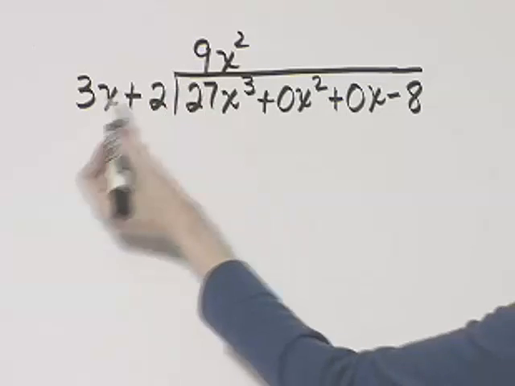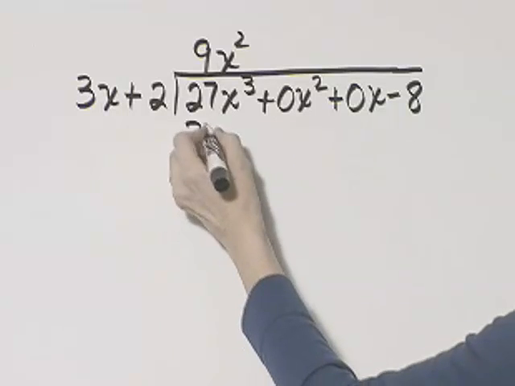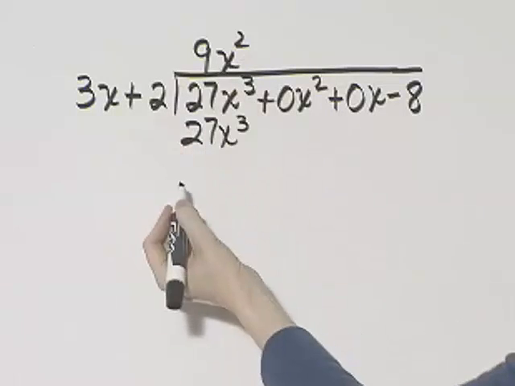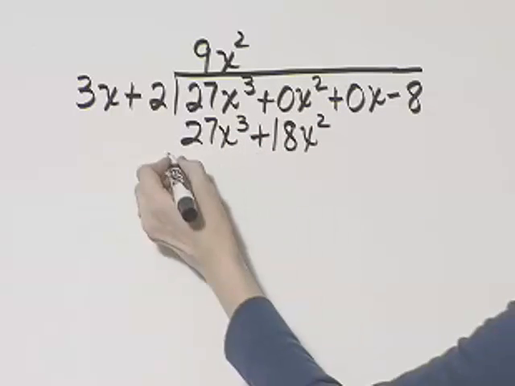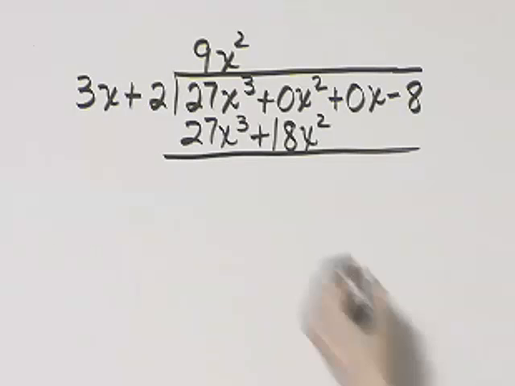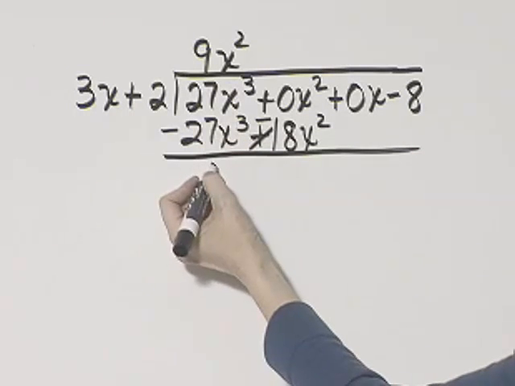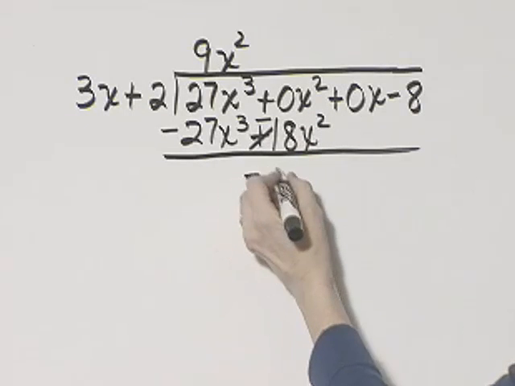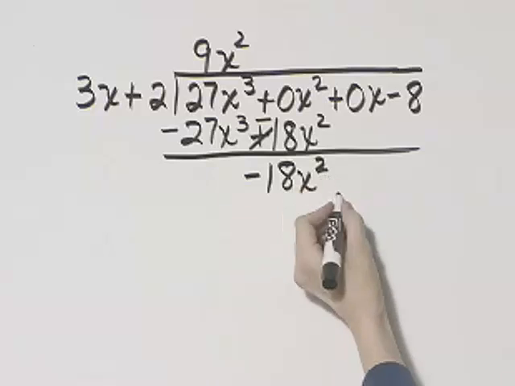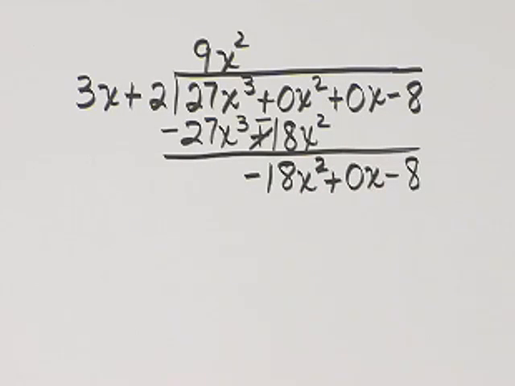Let's multiply this times both terms in the binomial. 9x squared times 3x is 27x cubed, just like I want. 9x squared times 2, that's 18x squared. I'll draw my line, and then since I'm subtracting, I change the signs of each term, or every term, in this line. And now 27x cubed minus 27x cubed, that's 0. Then 0x squared minus 18x squared, that's negative 18x squared. I'll write down my other terms, plus 0x minus 8, and let's do the process again.